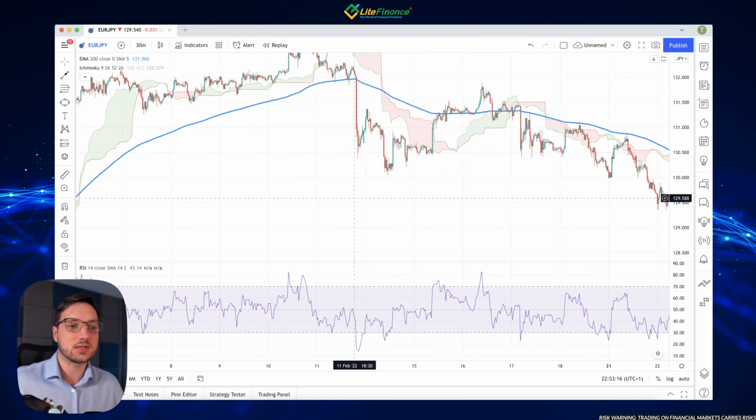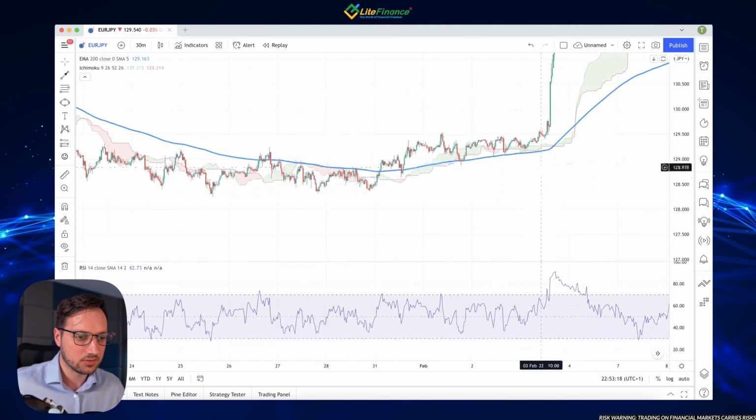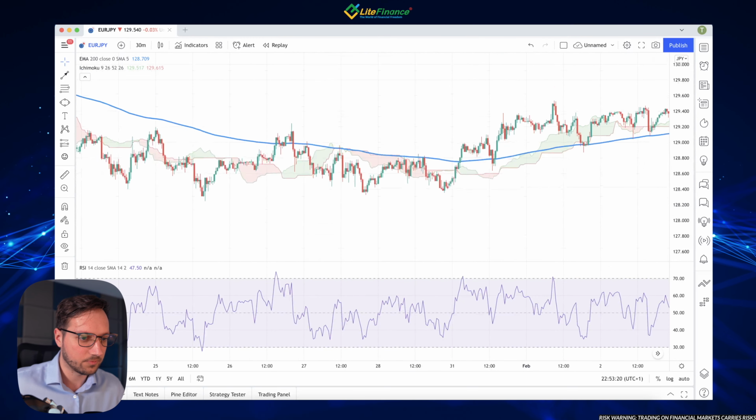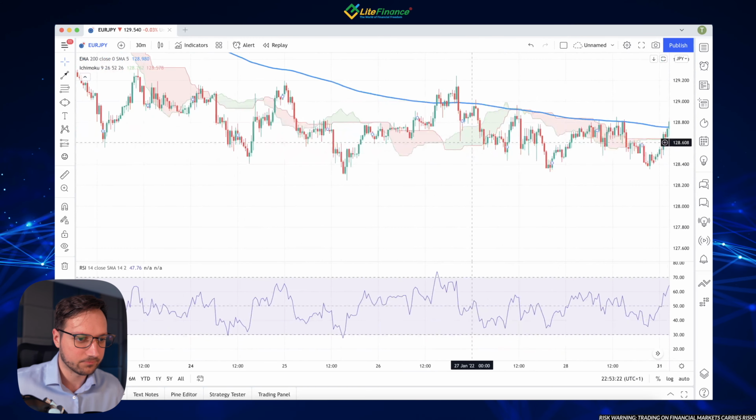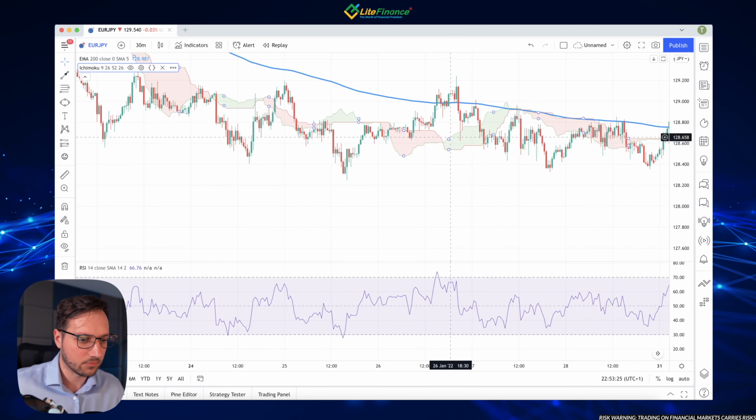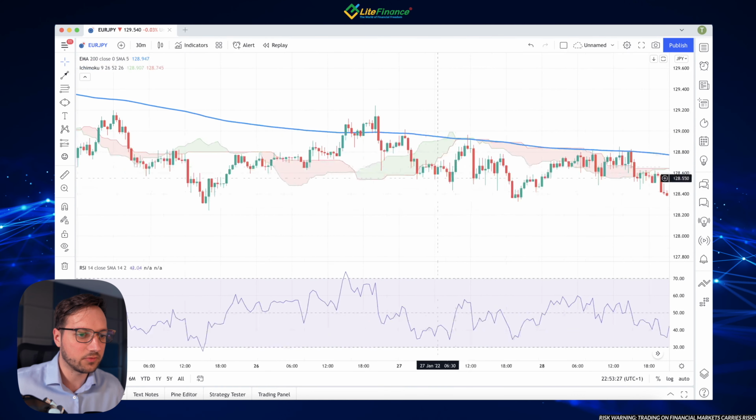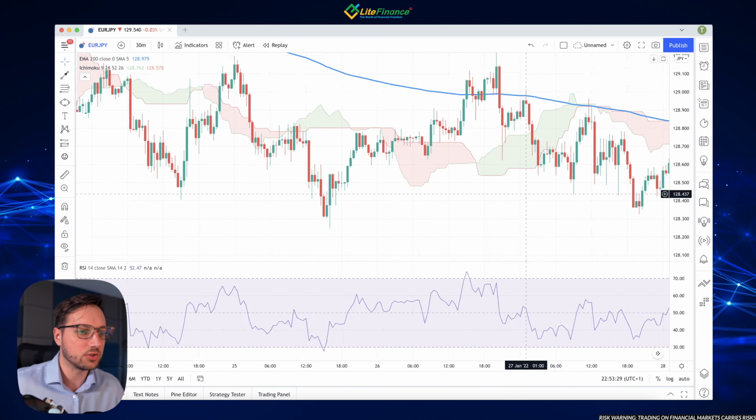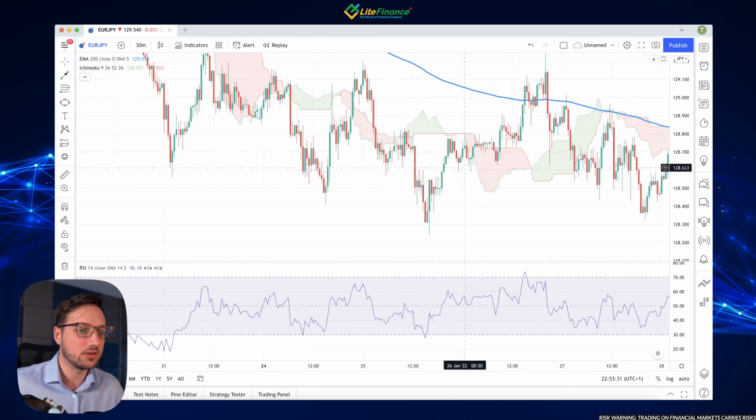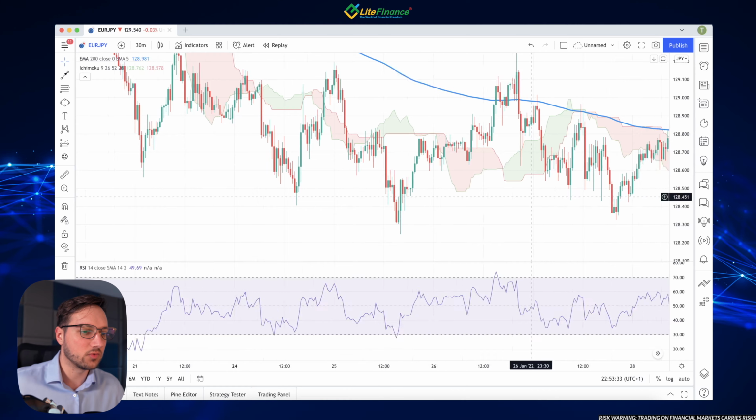So now let's discuss a couple more examples. You can see, for example, over here what I was talking about, why we are using Ichimoku. We have a clear, we can say, sideways move.